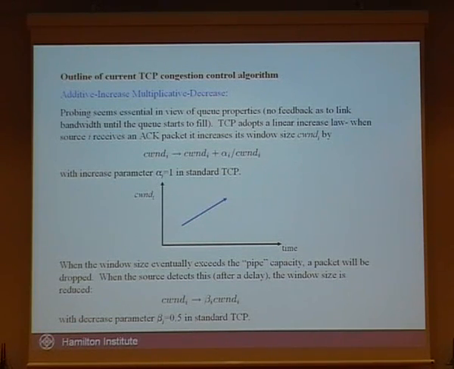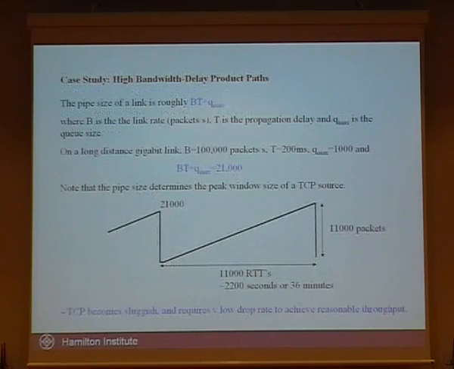And eventually we're going to exceed the capacity of the link, and a packet will be dropped, and we back off the congestion window by half. So there are some numbers here. The increase rate is 1 packet per round trip time in standard TCP, and you back off by a half. So that works great, sort of. Certainly for the last 15 years it's worked just fine.